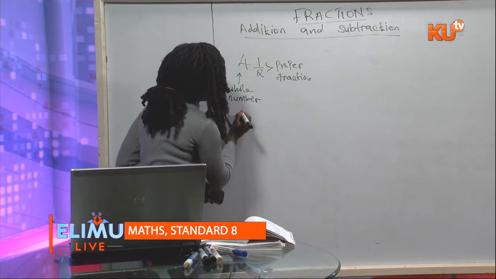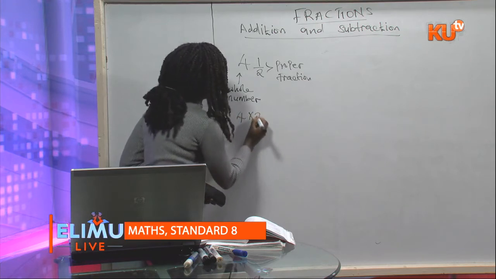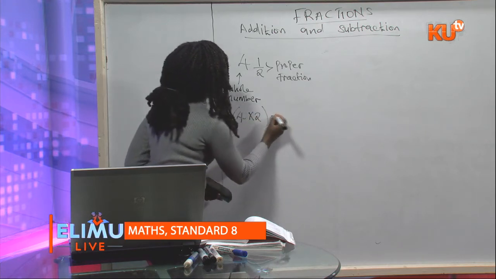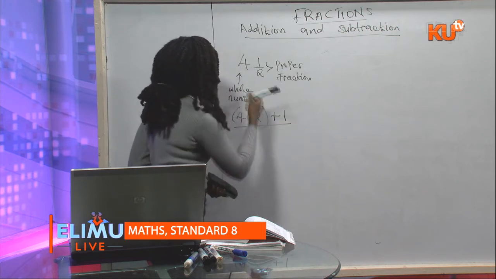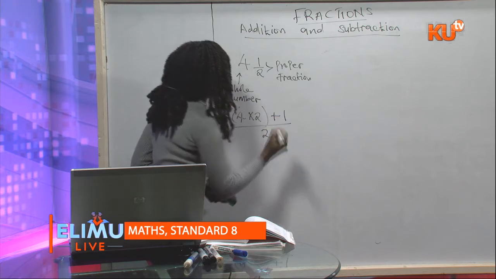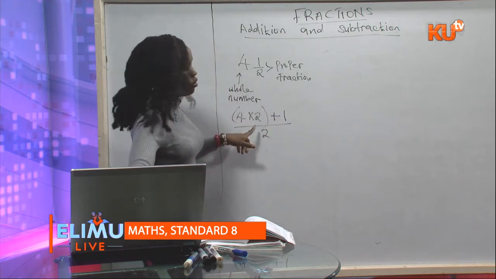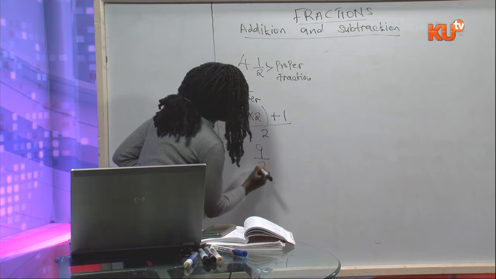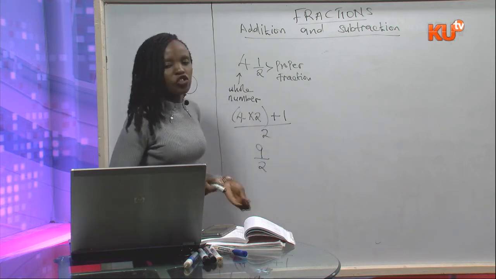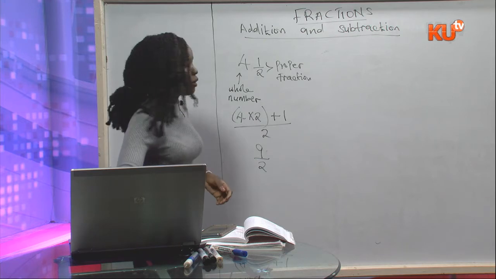4 is the whole number. It is 4 times 2. The answer we get, we add to the numerator, and then what we get, we put over the denominator, which is 2. 4 times 2, we get 8. 8 plus 1, we get 9 over 2. So that's how we change mixed fractions to improper fractions.